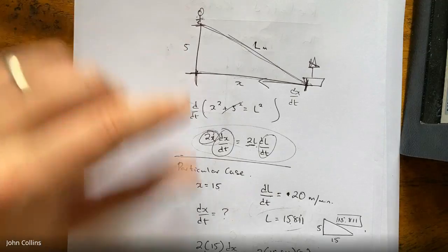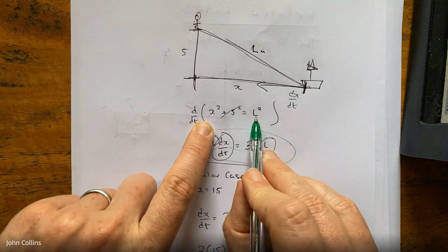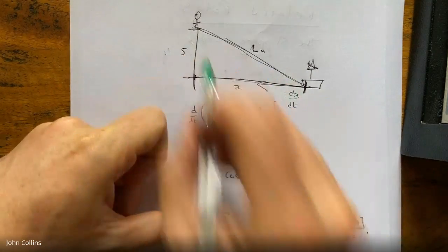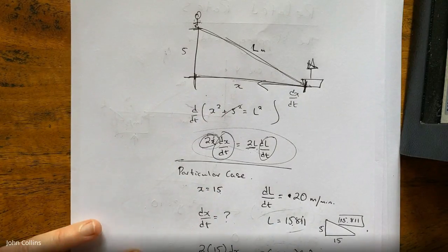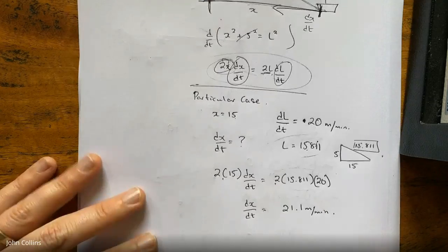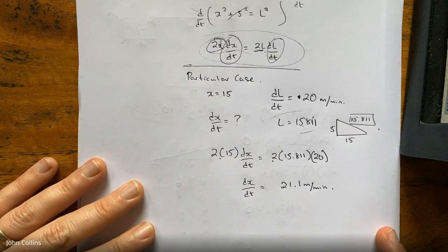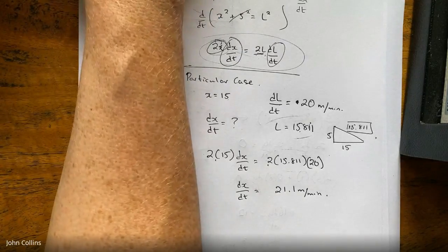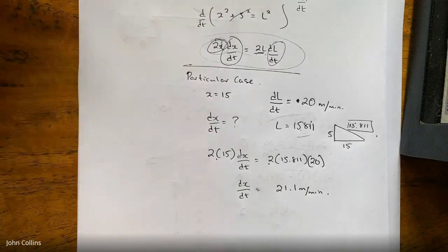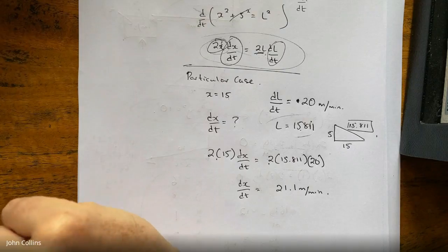It's a constant, whereas x and L were variables. x was getting shorter and L was getting shorter. They're both getting shorter, and you had to look at the rates at which they were getting shorter. So hopefully that made some sense for related rates. Okay, let's cut that video. All right.